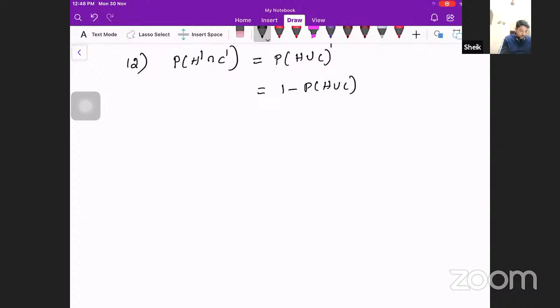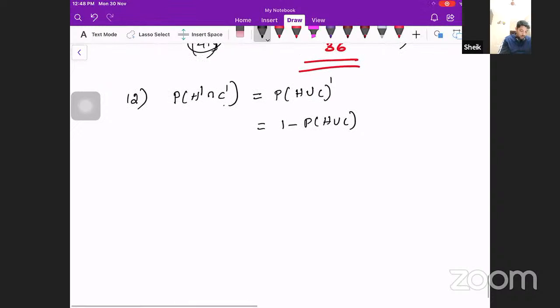Probability of neither heart nor clubs. So according to De Morgan's law, P of H dash intersection C dash is P of H union C the whole dash, which is 1 minus P of H union C. What is H? Heart and club. So 1 minus, what is the probability of heart? 13 hearts out of 52, plus 13 clubs out of 52.